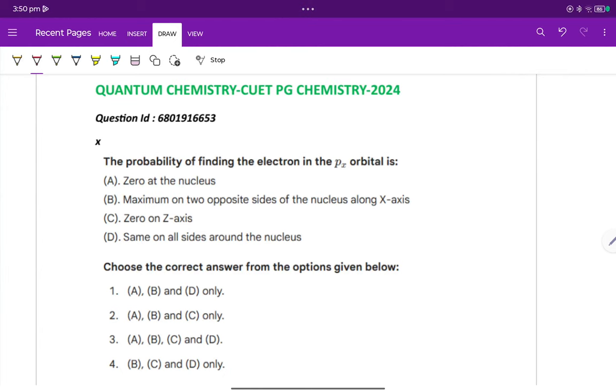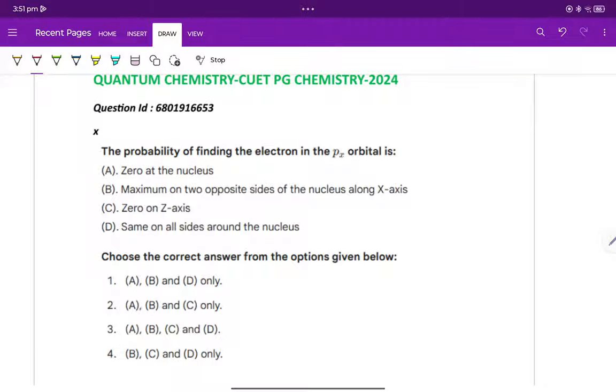This is another concept level question. The probability of finding the electron in the px orbital is 0 at the nucleus, maximum on two opposite sides of the nucleus along the x-axis, 0 on the z-axis, same on all sides around the nucleus. So you should know what a px orbital is and you should find the probability of finding the electron.